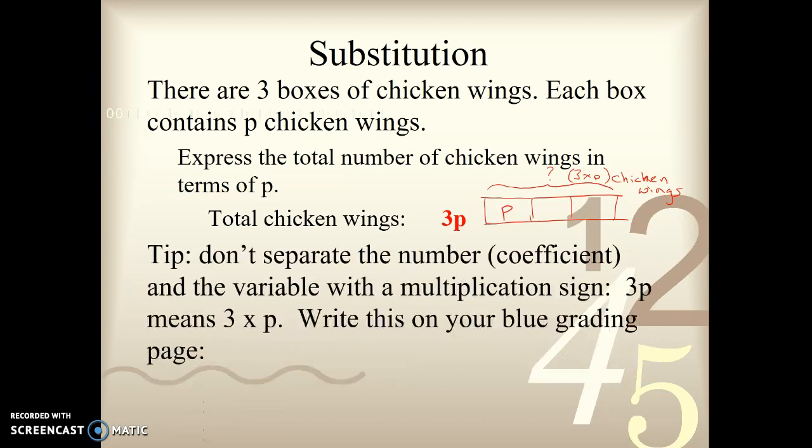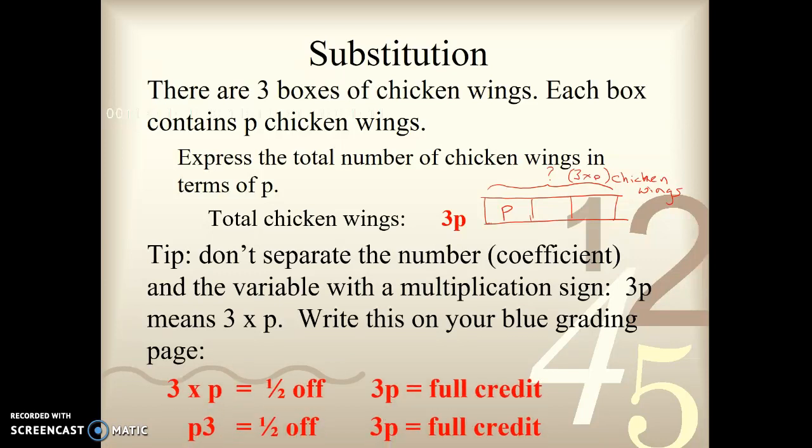So we're not going to separate the number or the coefficient and the variable with a multiplication sign. In fact, we're going to start marking a half a point off for that. Instead, we're going to write just the coefficient right next to the variable. So 3p means 3 times p.